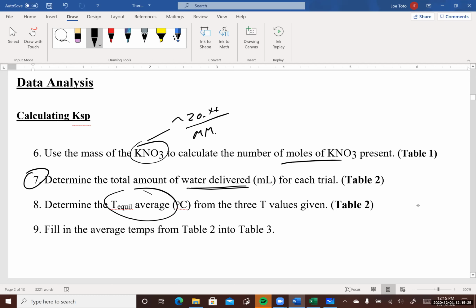And it says here, from the 3 T values given. So they did the experiment 3 times, the same one, then you just average them, and then they moved on to the next experiment, did it 3 times, and so forth until they went through 5 experiments. So you need to average the 3 temperature values for each of the 5 experiments that were run during this data set. Okay, 9, fill the average temperatures.